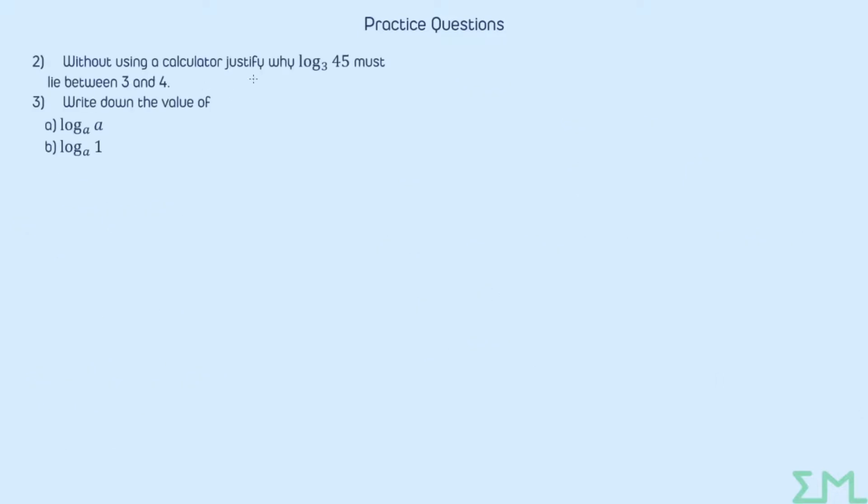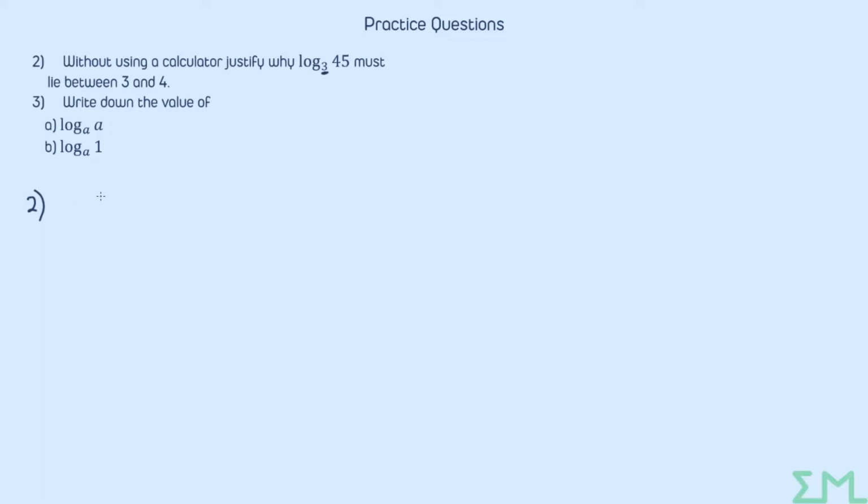Okay, we've got 2 questions on here. Without using a calculator, justify why log base 3 of 45 must lie between 3 and 4. We really do not need our calculators for this. So the way we're going to do this is we're going to use numbers inside the log that are known powers of 3. So straight away we're thinking we're working in base 3.